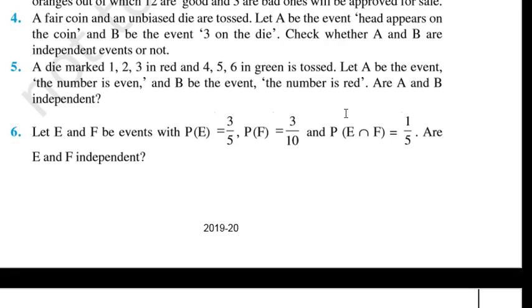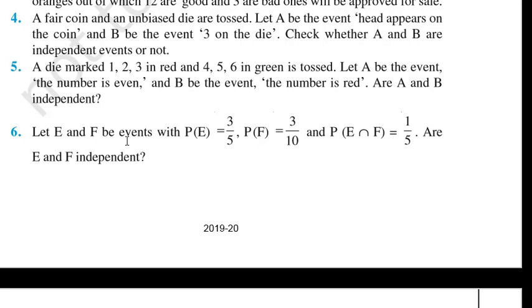So fourth question done. Check whether A and B are independent. So yes, they are independent. Now the fifth question: a die marked 1, 2, 3 in red and 4, 5, 6 in green is tossed. Let A be the event that the number is even, and B be the event that the number is red. Are A and B independent?